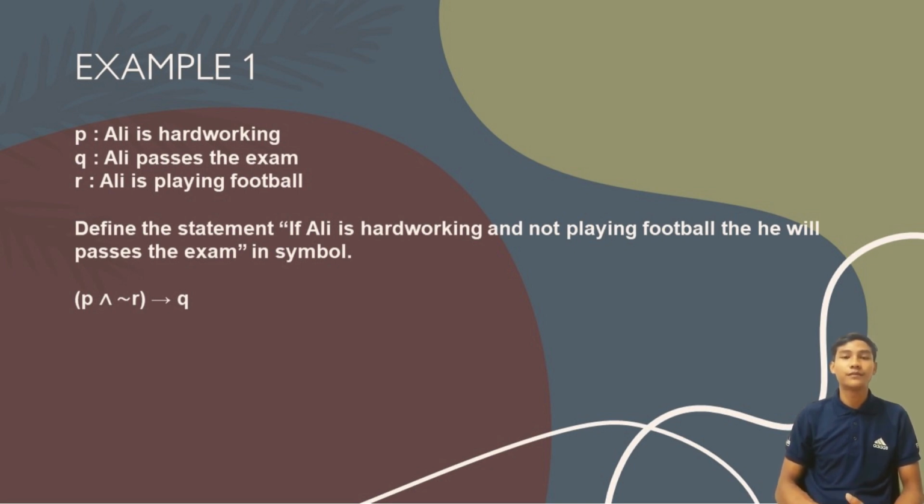In symbol. Okay, first, Ali is hardworking. The symbol is P. Next, and not playing football. The symbol is the symbol for and, the symbol for not, and R. Next is then he will pass the exam. The symbol is the symbol for if then, which is the right arrow, and Q.